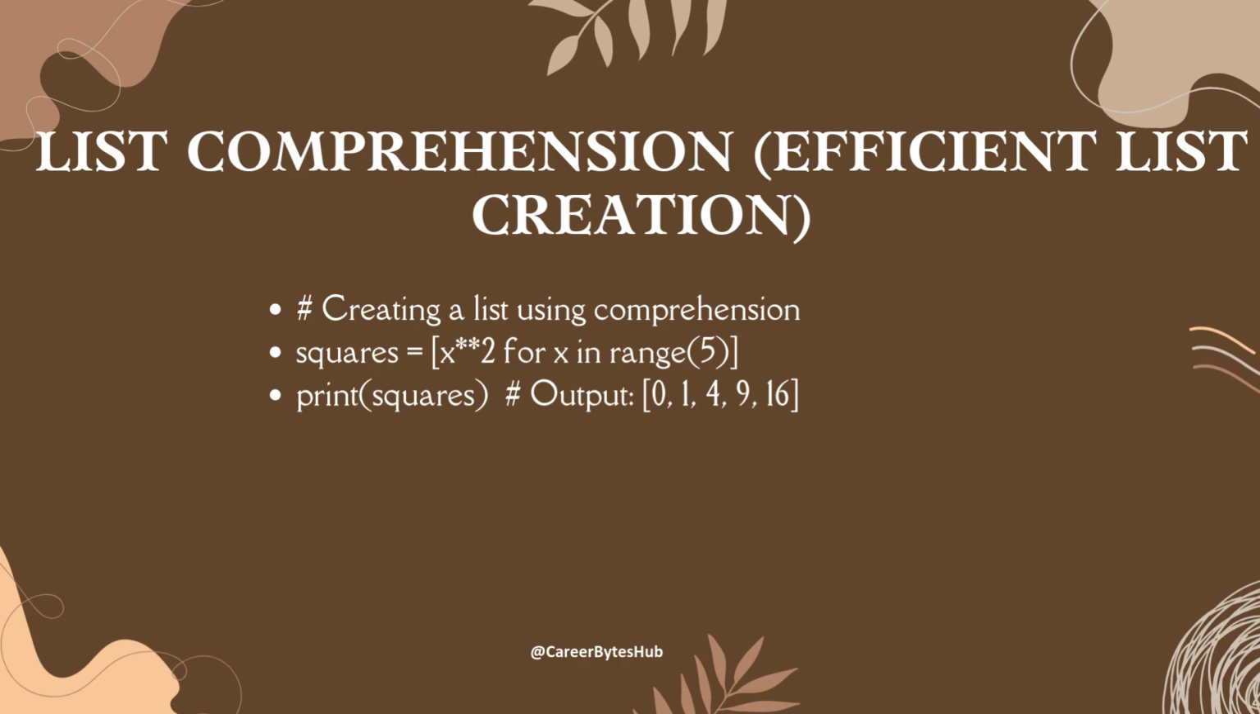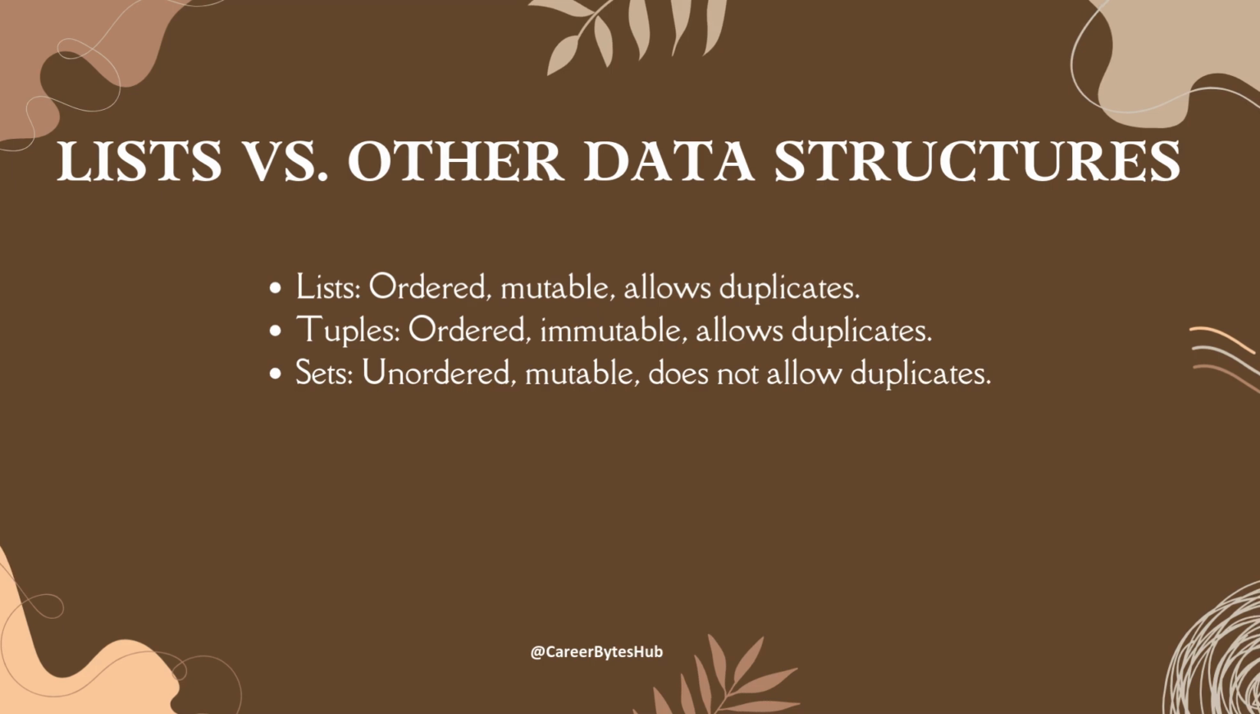As we wrap up this lesson, let's compare lists with other Python data structures like tuples and sets. Lists are ordered and mutable, while tuples are ordered but immutable. Sets are unordered and do not allow duplicates. Choosing the right data structure depends on the use case.